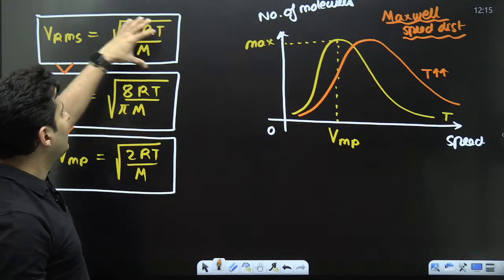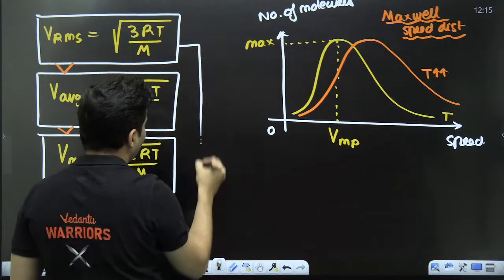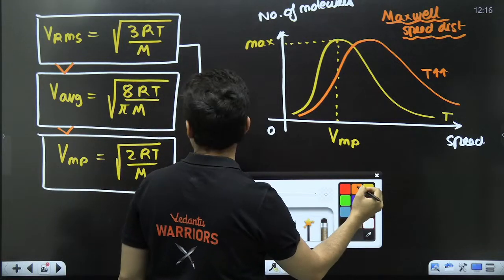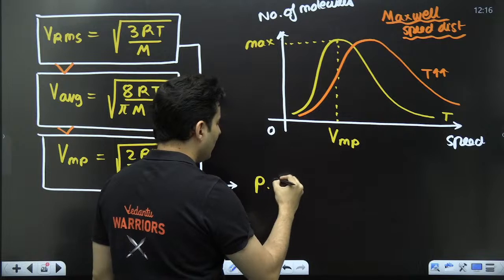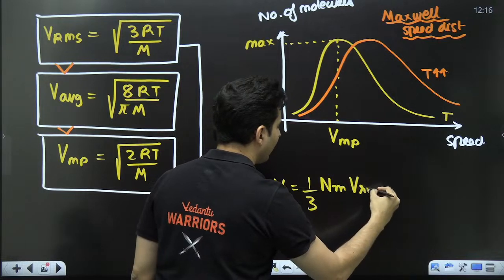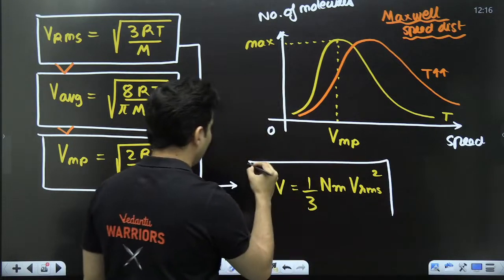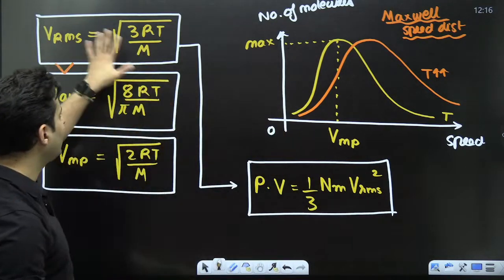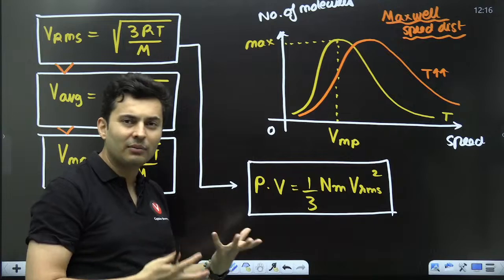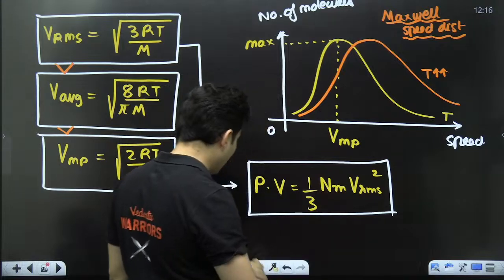Also, if you rearrange this equation slightly and use the gas law equation, you will be able to write it in this form: P into V is equal to 1/3 N m V RMS square. This form also you can write. If you rearrange it slightly and instead of temperature you use pressure, volume, number of moles, and you convert number of moles into number of molecules upon Avogadro number, you can write it like that.